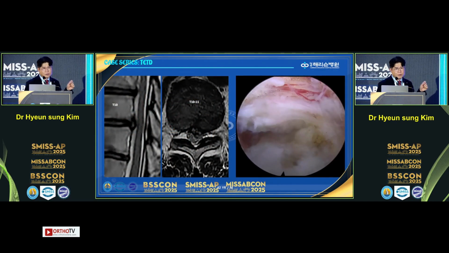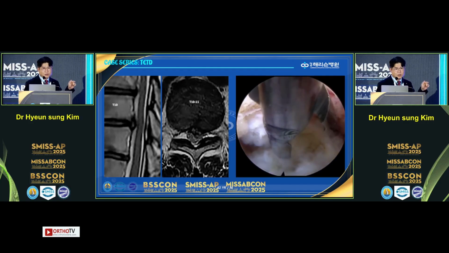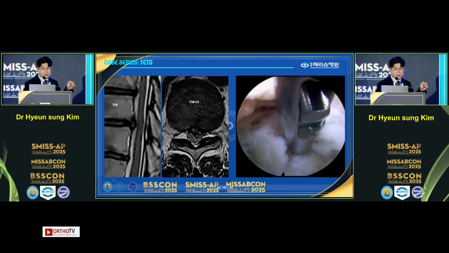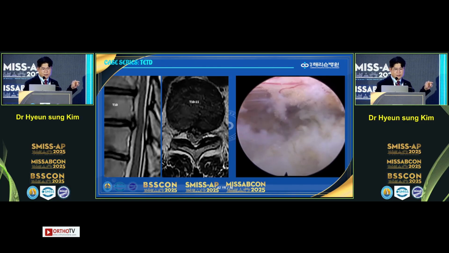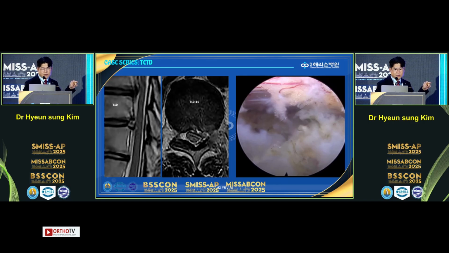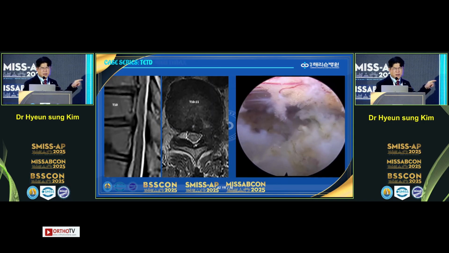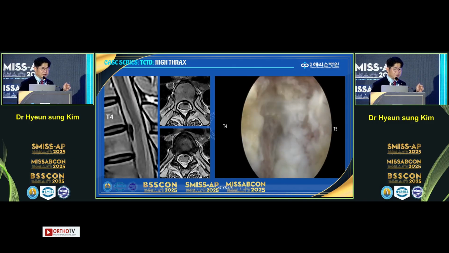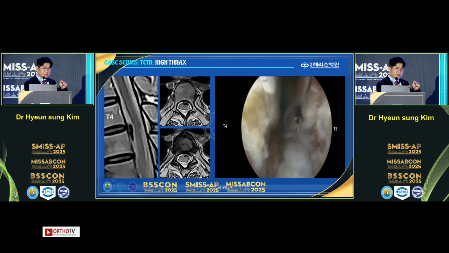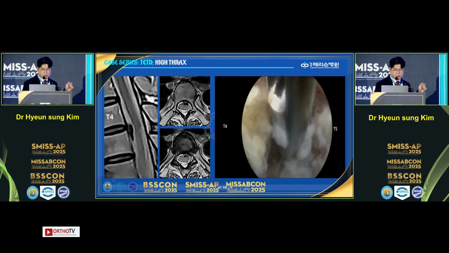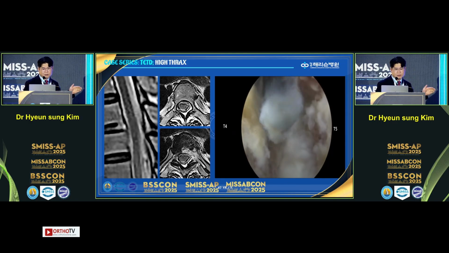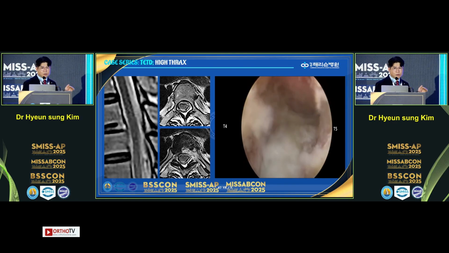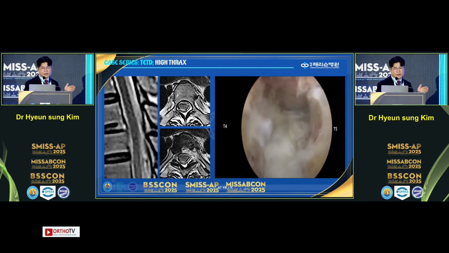In the transforaminal approach, as I already mentioned, sufficiently making working space by foraminotomy this way, you can remove this pathology more safely. You can also see here a higher-level T4-5 case, which is a very dangerous area, but by making a sufficient foraminotomy this way, you can solve this problem very safely.